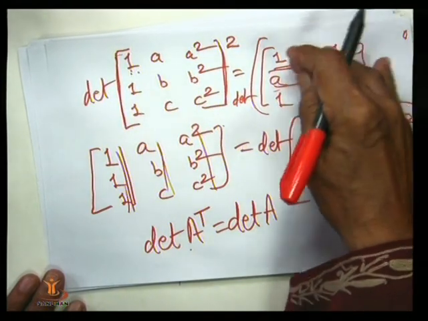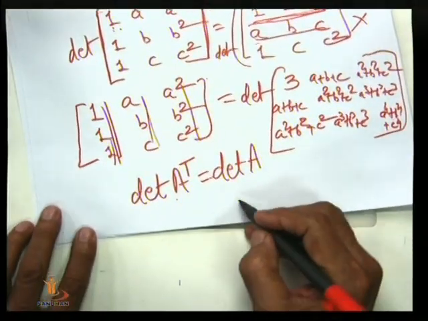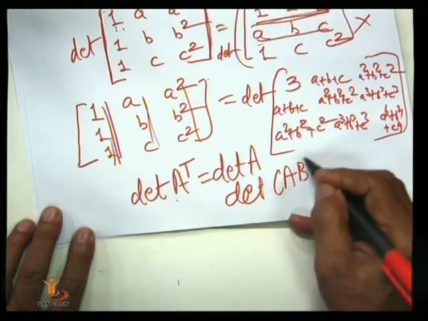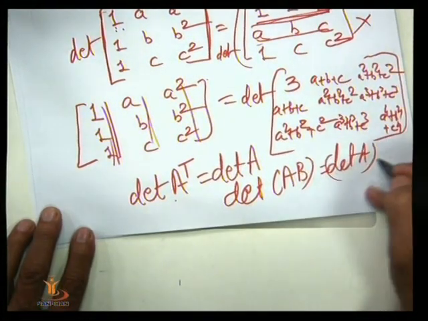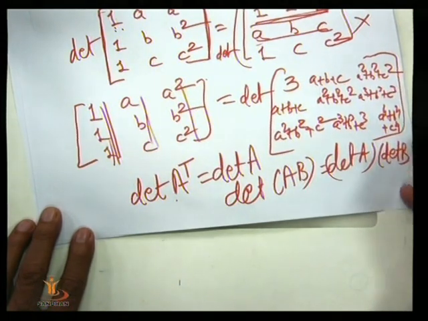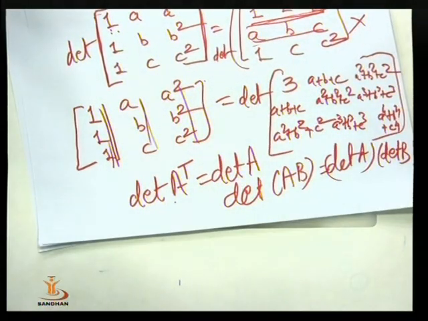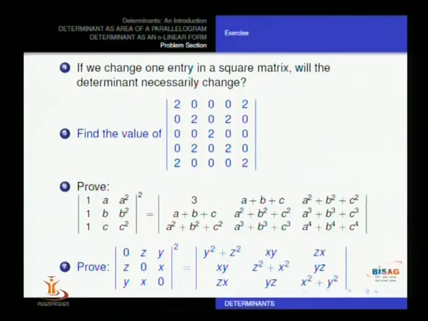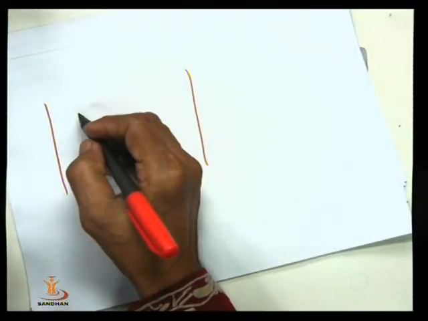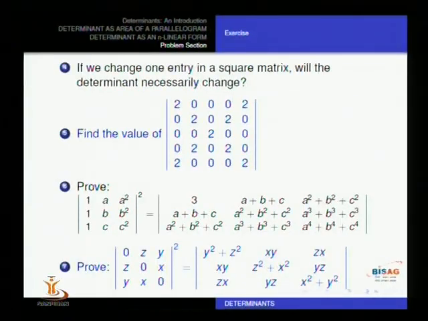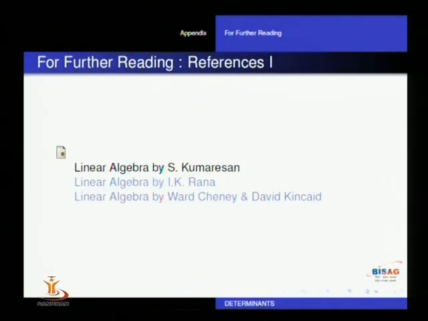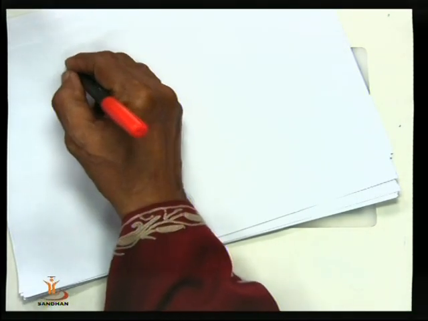And now the determinant of the product is the same as determinant of A into determinant of B. Using that property, the determinant of this, that is the right hand side we have seen, is the same as the determinant squared of that. Okay, the left hand side, 1, a, a square; 1, b, b square; 1, c, c square, whole squared, is the right hand side starting with 3.